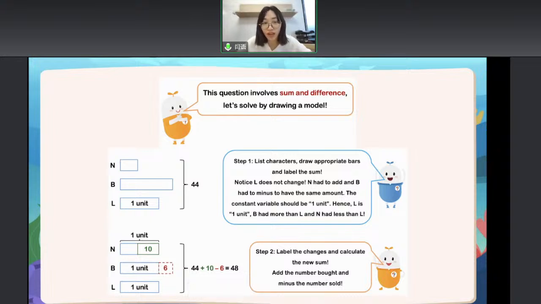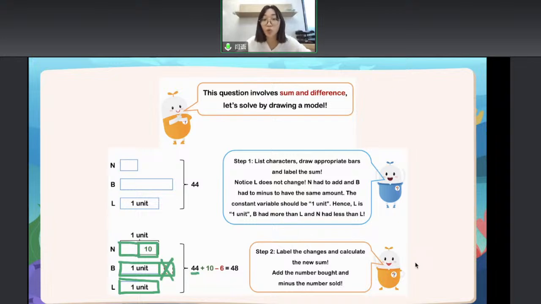When it comes to the new sum, let's have a look. For the total 44, which part refers to 44? Firstly, we have Nicole. Pay attention, it should be the shorter part. And for Belinda, we have the longer part. And Louis' part doesn't change. These 3 parts add up to 44. But in order to figure out 1 unit, what should we do? Firstly, we plus 10, and then you cancel the 6 part. Now we can get 3 units, and for the sum, 3 units equals 48.